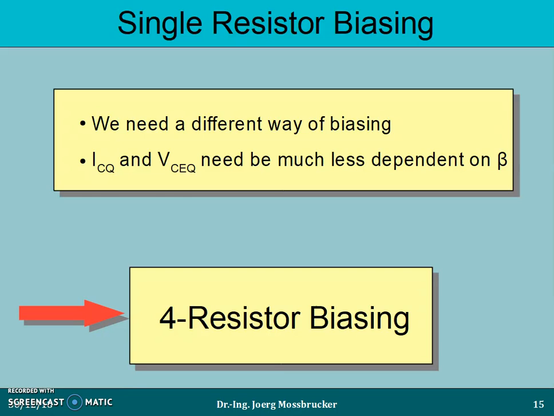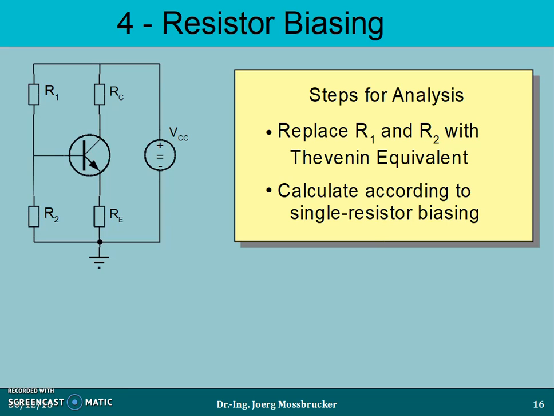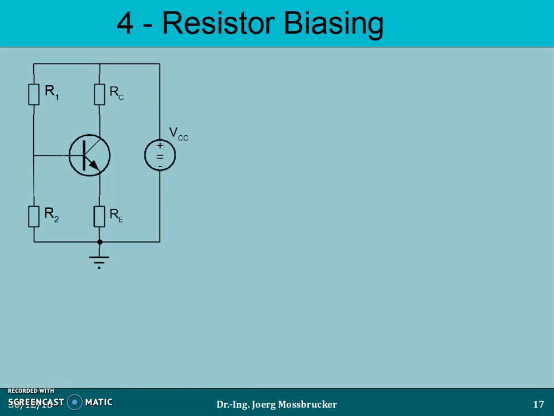Hence, the 4-resistor biasing scheme. Here we have it. The two resistors R1 and R2 essentially build a voltage divider, together with the BJT, a collector resistor, and an emitter resistor. How do we analyze this circuit? Well, we replace R1 and R2 with the Thevenin equivalent, and we calculate the remainder of the circuit according to the single resistor biasing scheme.